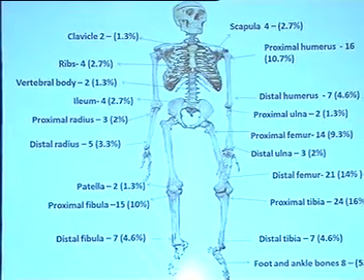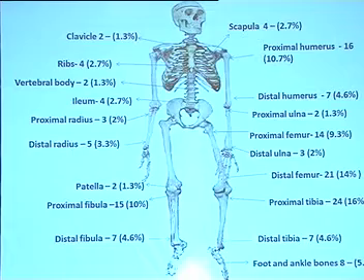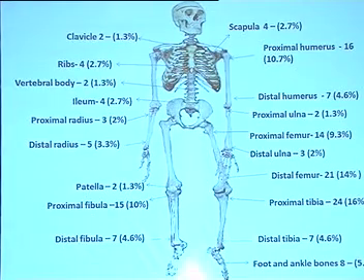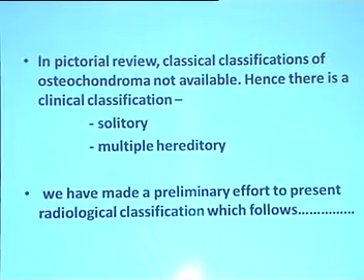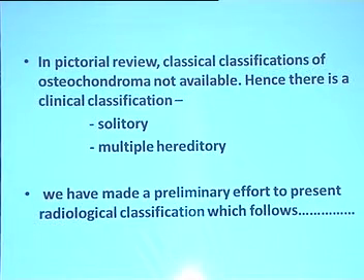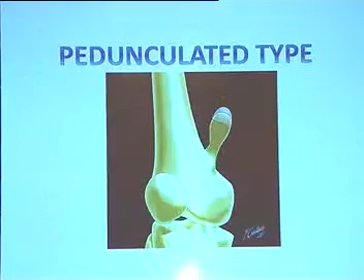And distal femur, and the less common are clavicle and scapula. Different percentages are shown in the figure. In pictorial review, classical classifications of osteochondroma are not available. Hence, there is a clinical classification of solitary or multiple hereditary exostosis. We have made a preliminary effort to classify osteochondroma.